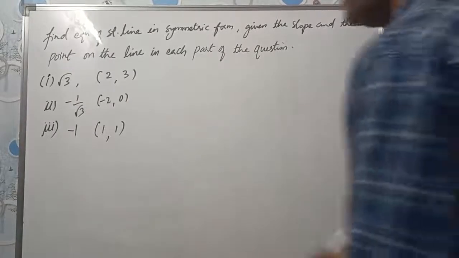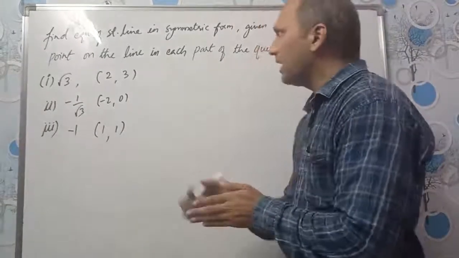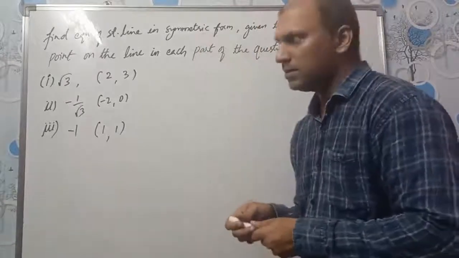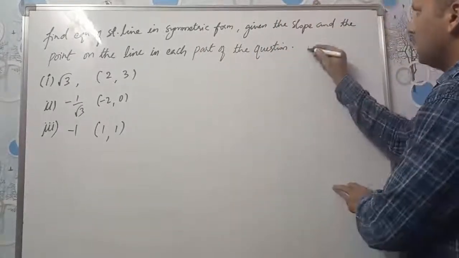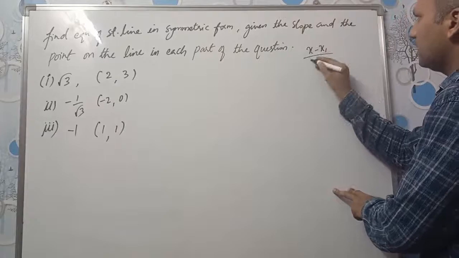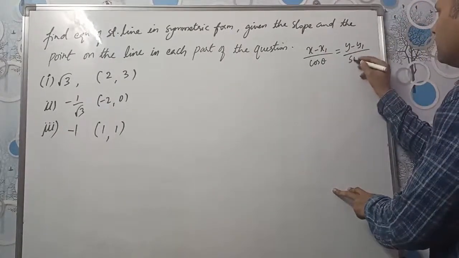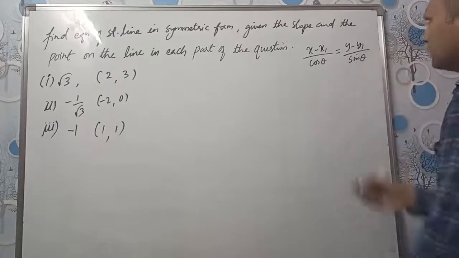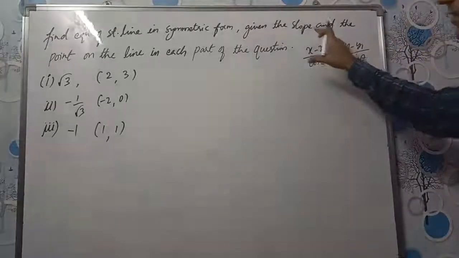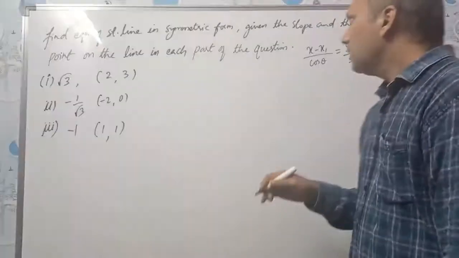Okay, we have a problem here. Find the equation of the straight line in symmetric form. What is symmetric form? (x minus x1) divided by cos theta is equal to (y minus y1) divided by sin theta. If we write the equation in this form, that form is called symmetric form.